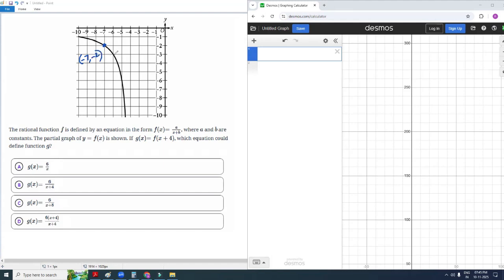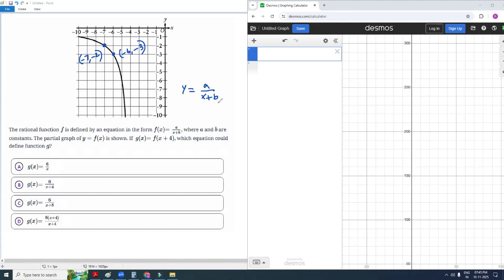Okay, now let's consider another point on the graph over here. The x coordinate is -6 and the y coordinate is -3. And in this function, f of x represents y. So we can replace f of x by y. Then we have y equals a over x positive b. Okay, now to get the function g of x, first we have to get the function f of x.